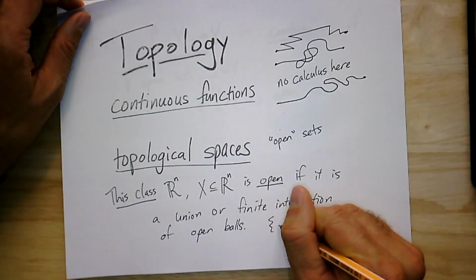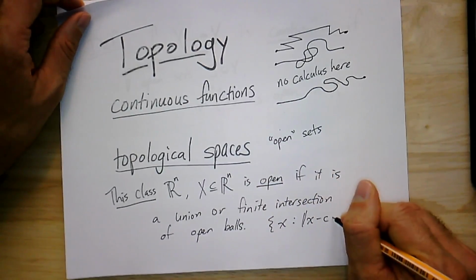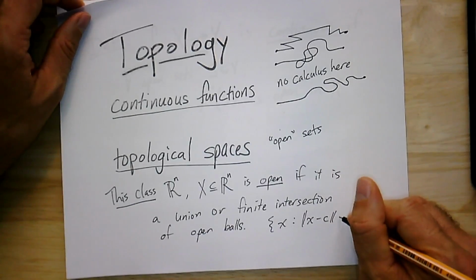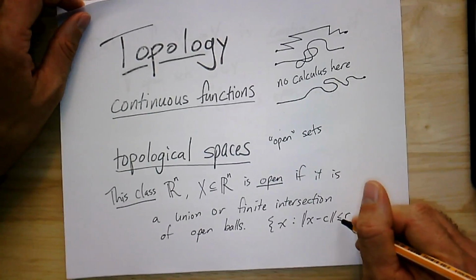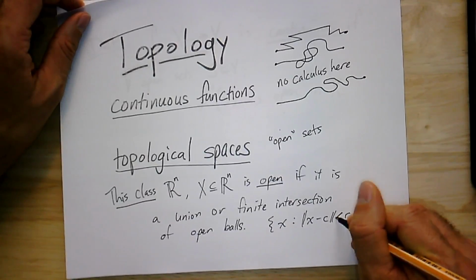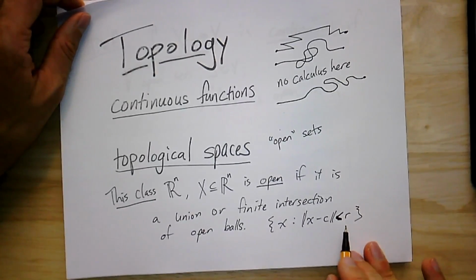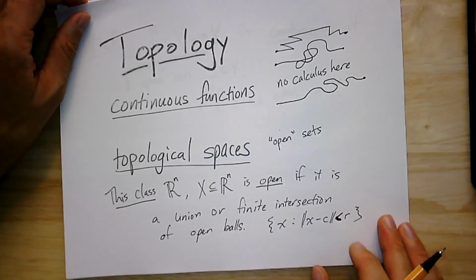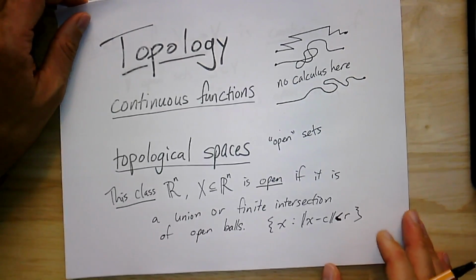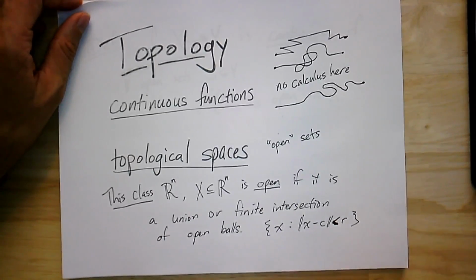And a ball here is just the set of all points such that the distance from x to some center is less than or equal to the radius. Oh, I put less than or equal to. That would be a closed ball. This is strictly less than the radius, so it doesn't include the boundary, is the open ball. Okay, so this is the definition of what it will mean to be an open set in R^n. We're not going to have to use it too much, but at least I want you to have seen it at least once.